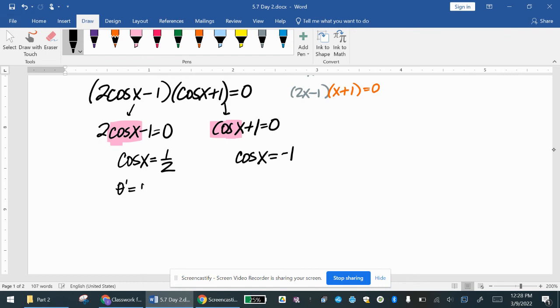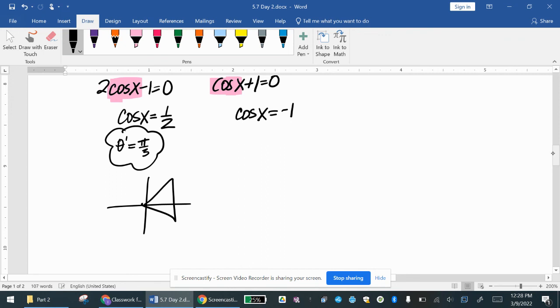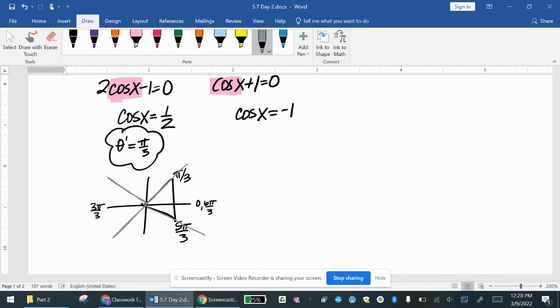All right, the reference angle for this one is pi over 3, which is 60 degrees because the cosine of 60 is a half. And cosine is positive in quadrants 1 and 4. So this will be pi over 3 and 5 pi over 3, which is right before a full rotation of 6 pi over 3. Okay, remember over here is 3 pi over 3. And the thirds are always these. Okay, so there's 1 pi over 3, 2 pi over 3, 3 pi over 3, 4 pi over 3, and 5 pi over 3.